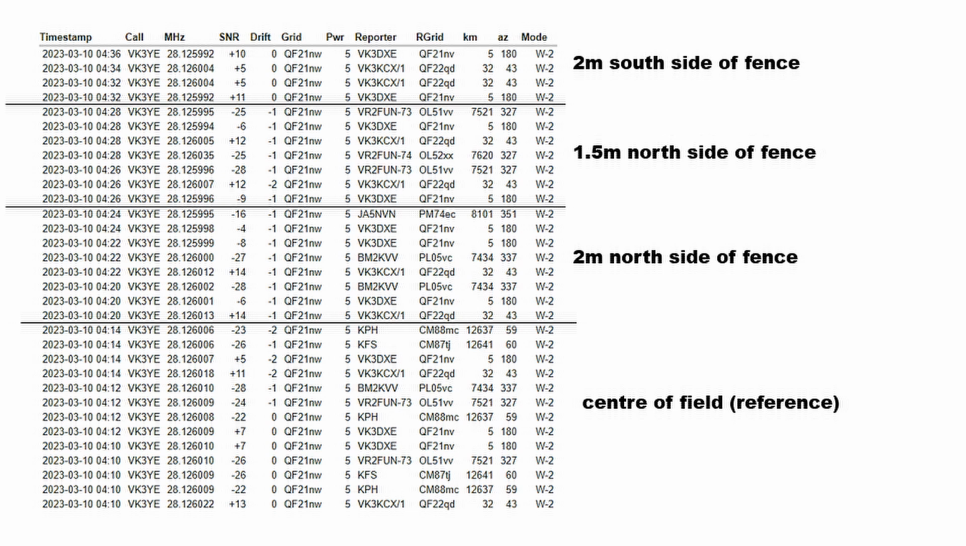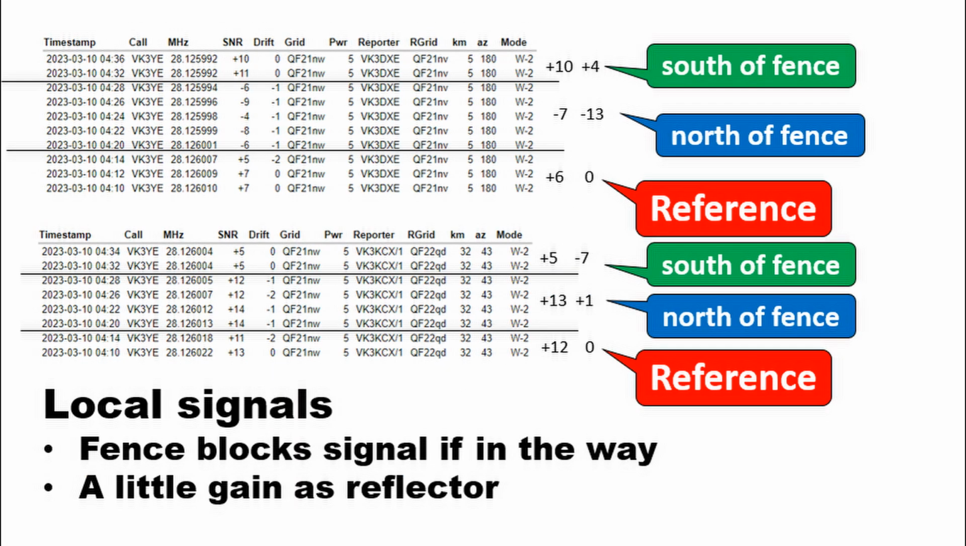And if we have a look at our next screen, these are two within VK3, VK3DXE and VK3KCX. Now, VK3DXE is a good test, about 10 kilometers south of here. And what I've done with the numbers that you see on the right, I've got the zero as the reference point because, you know, 0410, 0412, 0414, I was in the middle of the field. And on average, he got me at plus six. So I've just made that as zero for the reference.